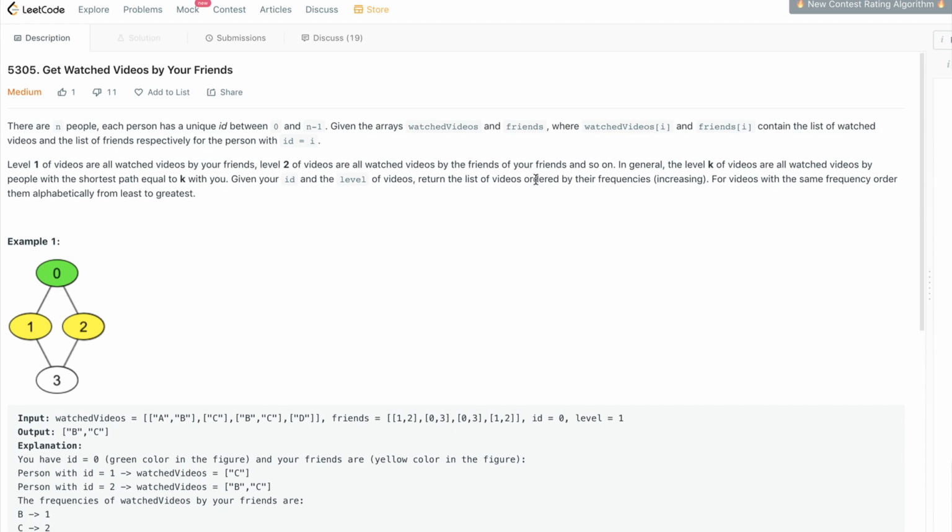And so essentially the frequency is, let's say you have two friends in some level K, one that has watched videos A, B, and then the other friend has B, C. So you can see B occurs twice, so B should be first in the list of the result, and then A and then C, because those should be ordered alphabetically.